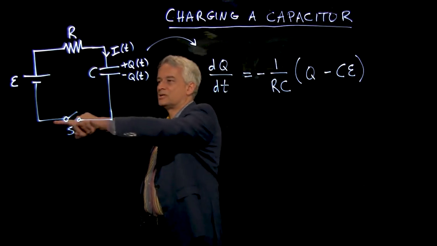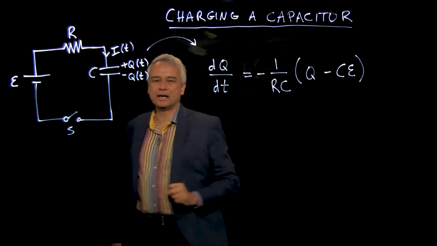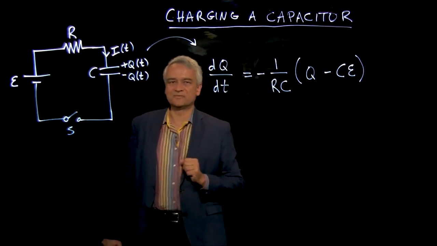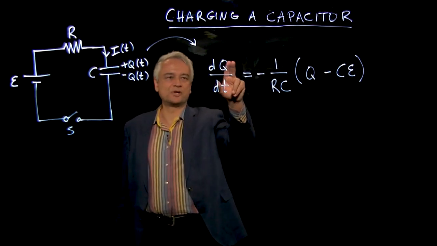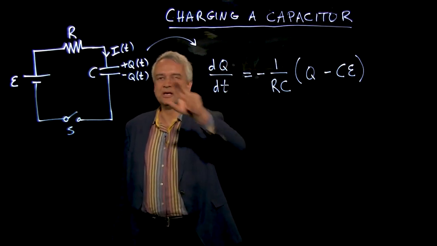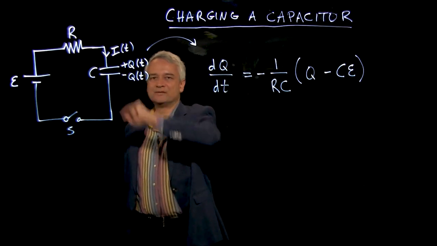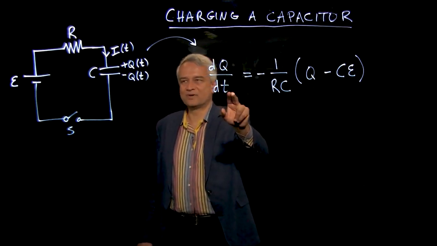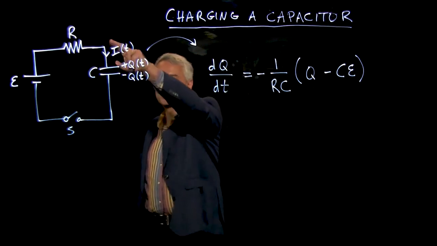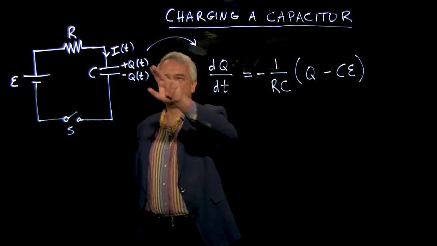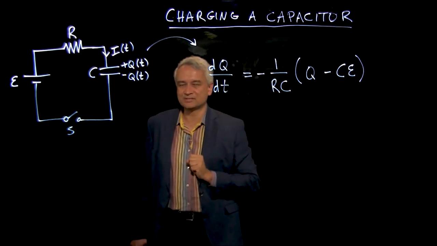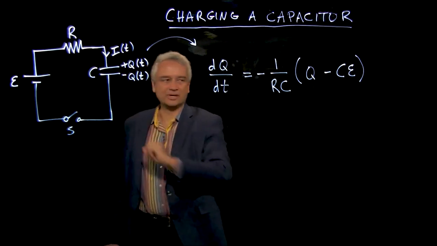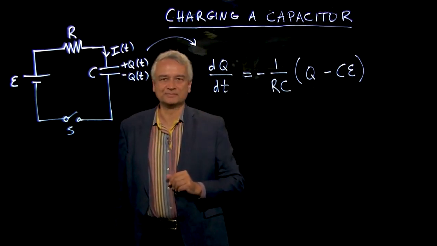We analyzed this circuit, walking around it, and we turned it into a differential equation. What's it a differential equation for? It's a differential equation for Q. Q is a function of time. Q is the charge on this plate of the capacitor, and dQ/dt is another way of writing the current. So dQ/dt here is the current through the capacitor. Q itself is the charge on the positive plate of the capacitor. And by analyzing this circuit, we reach this differential equation.